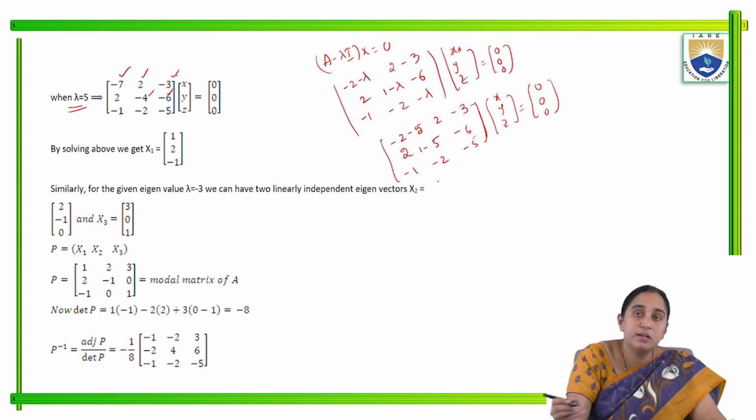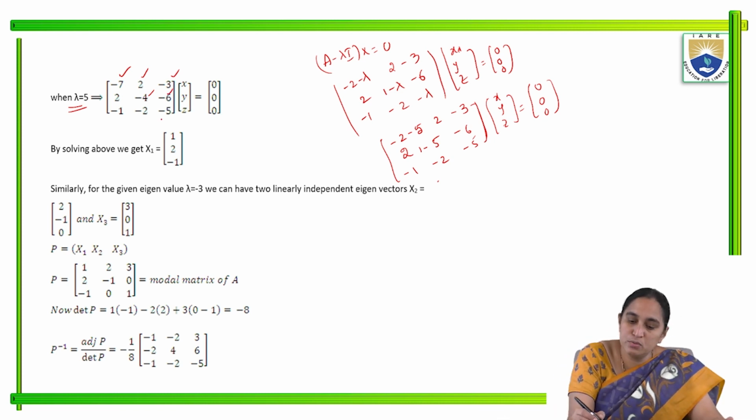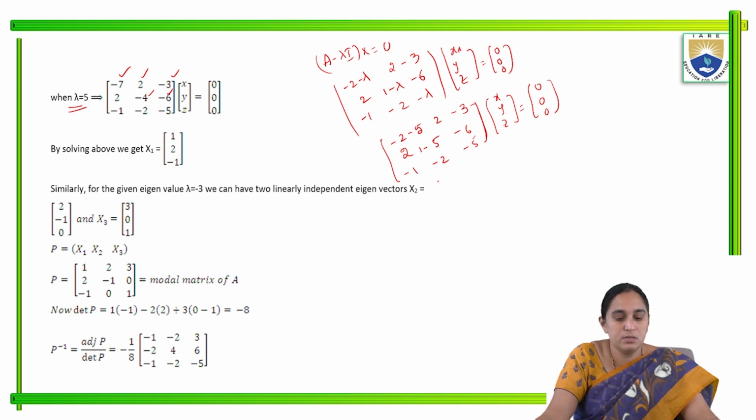And the last element is minus 6. Similarly, minus 1, minus 2, and this is minus 5, into x, y, z is equal to 0, 0, 0. Okay, now we are applying the echelon form.